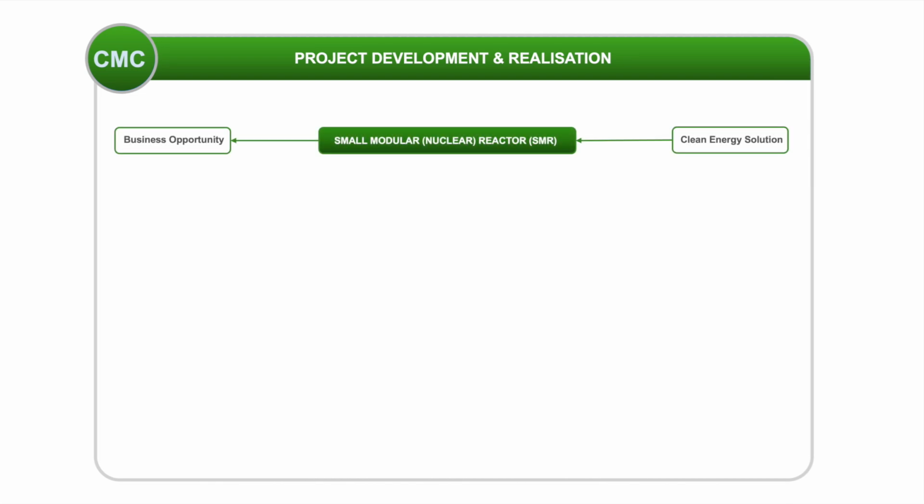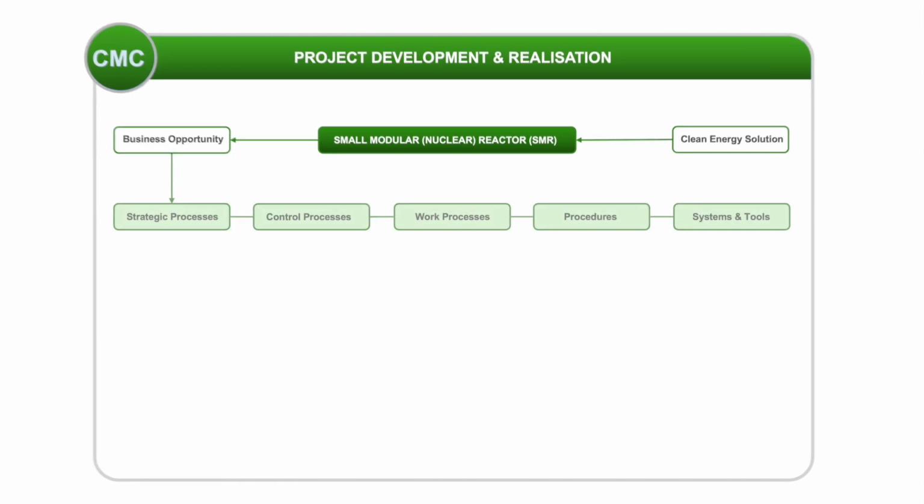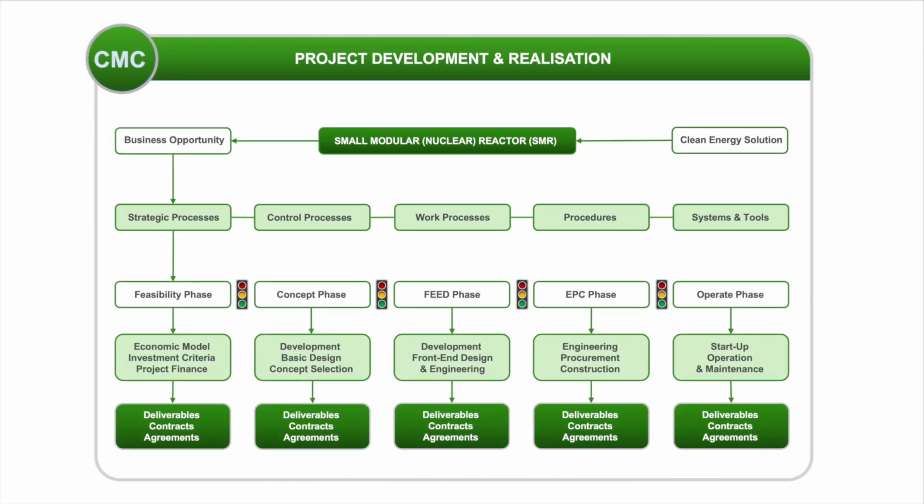So it starts with the need for a clean energy solution which can be power supplied by means of a small modular nuclear reactor facility. This means there is a business opportunity which can be developed. To develop the business case and project, you have to follow a number of strategic processes, control processes, and work processes with supporting procedures, systems, and tools. We will focus in this tutorial only on key strategic processes regarding contracting and procurement.